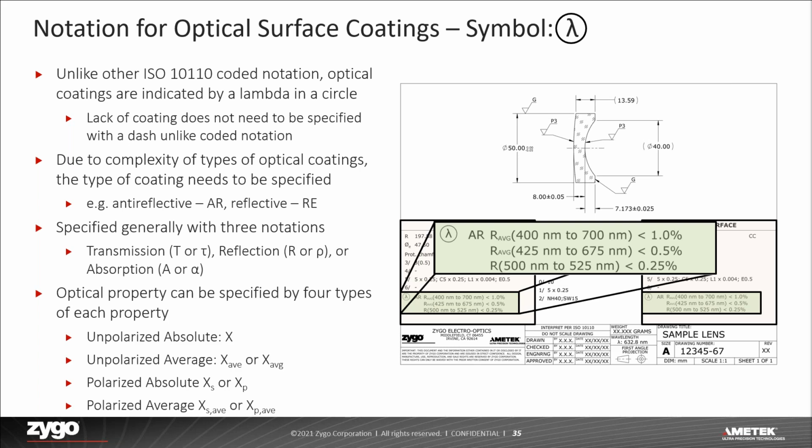One thing that is key to the requirements for coatings is listing the type of coating, i.e. AR for anti-reflective, along with the design parameters. This is to mitigate confusion in the application that the coating will be used. Specifying a coating is done with 3 different parameters: transmission, reflection, or absorption. Along with these parameters, the notation of the coating can be specified in 4 different ways, either unpolarized or polarized, and for an absolute or average term.